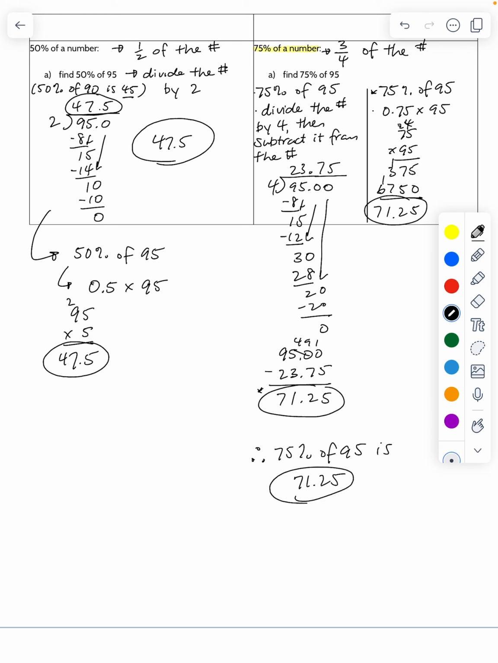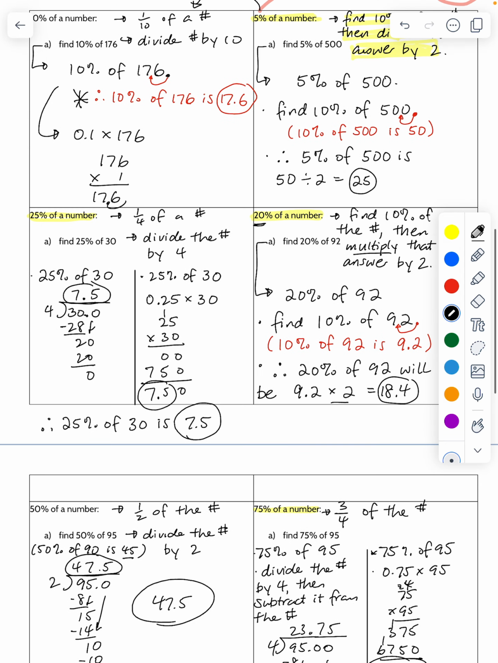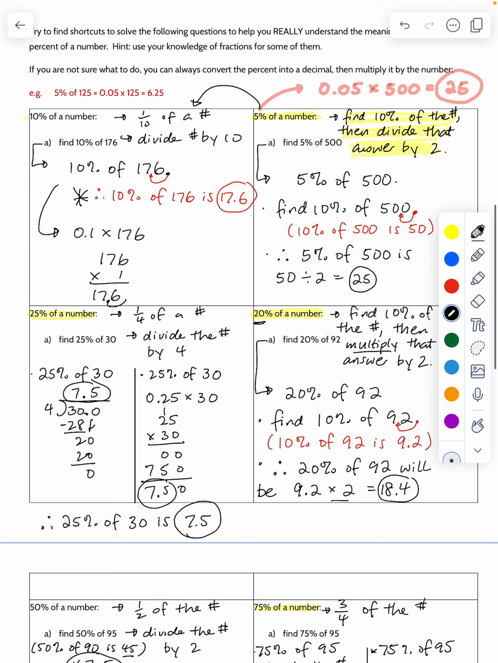Okay, so that's a lesson for you on finding the percent of a number. So I'm going to repeat again. Try to utilize these shortcuts because it helps you look at the deeper meaning behind percent of a number and its relation to the fraction in lowest terms. And if you still don't understand these connections with these shortcuts, then you may just again convert the percent to the equivalent decimal and multiply it by the whole.